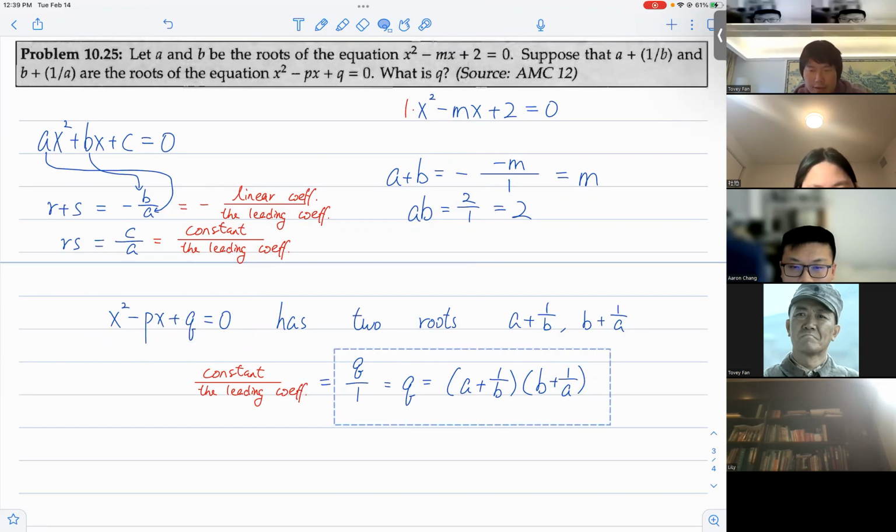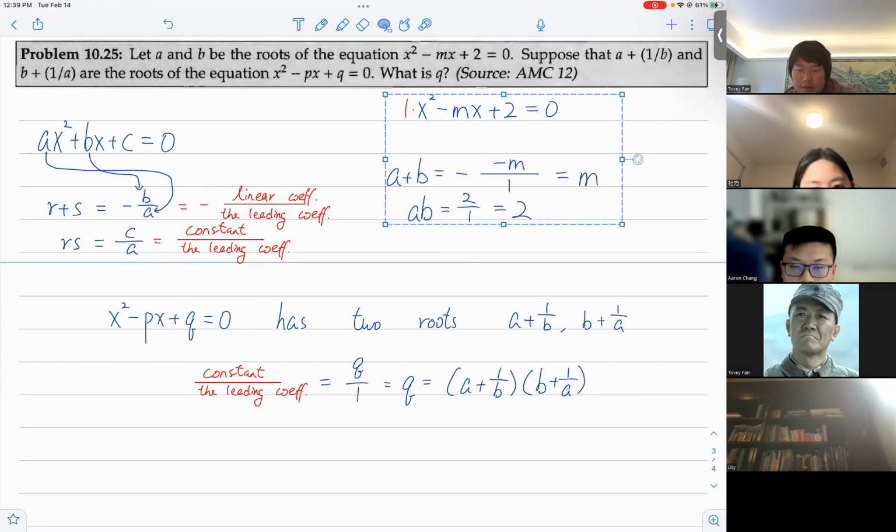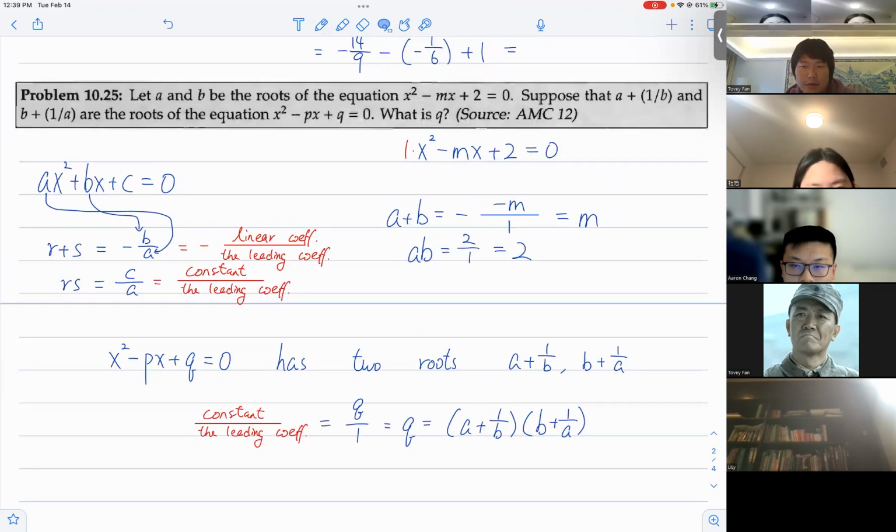Any questions? Look at the first condition. This question has just two sentences. The first sentence says x squared minus mx plus 2 equals 0 has two roots a and b, so we can directly apply Vieta. a plus b is the negative linear coefficient, negative of negative m, over the leading coefficient, which is m. And a times b, the product of roots, is the constant 2 divided by the leading coefficient, so still 2. This is what you can translate from the first sentence, the first condition.